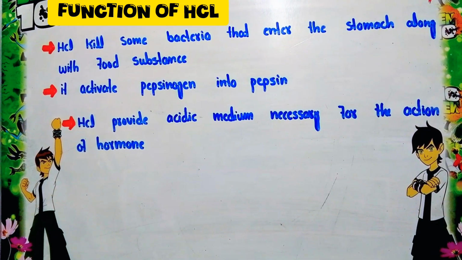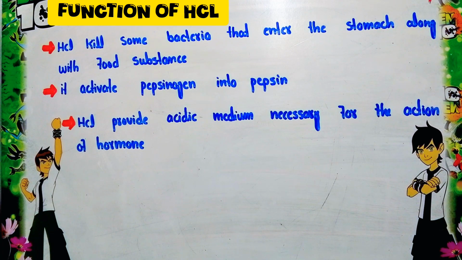Now what is the function of HCl? As we have studied how the parietal cell is able to secrete HCl, the HCl is finally formed by the parietal cell. Now what is the function of hydrochloric acid? Here are the important functions played by hydrochloric acid.